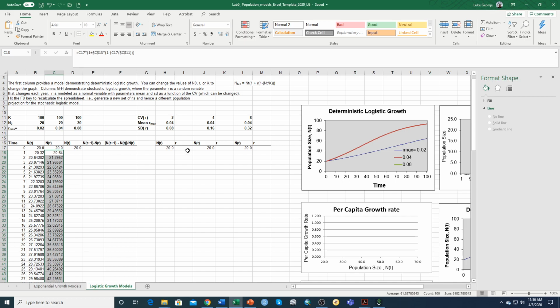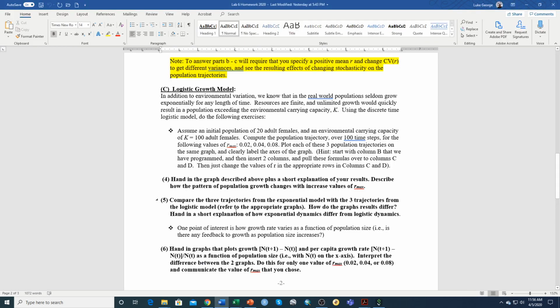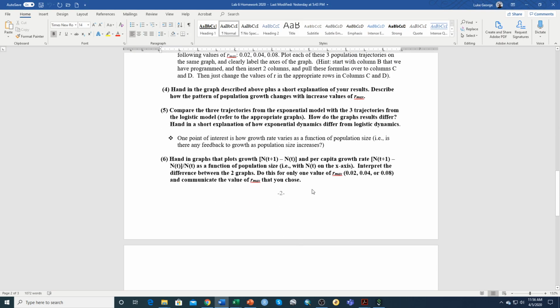I'll leave it to you to do the third one. Then there's a question in your homework about comparing those to the exponential growth. You've already got all that. I'll let you work through that.